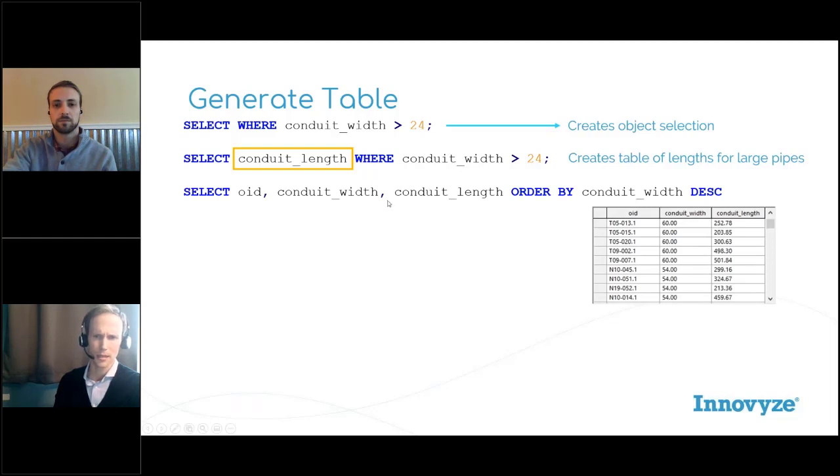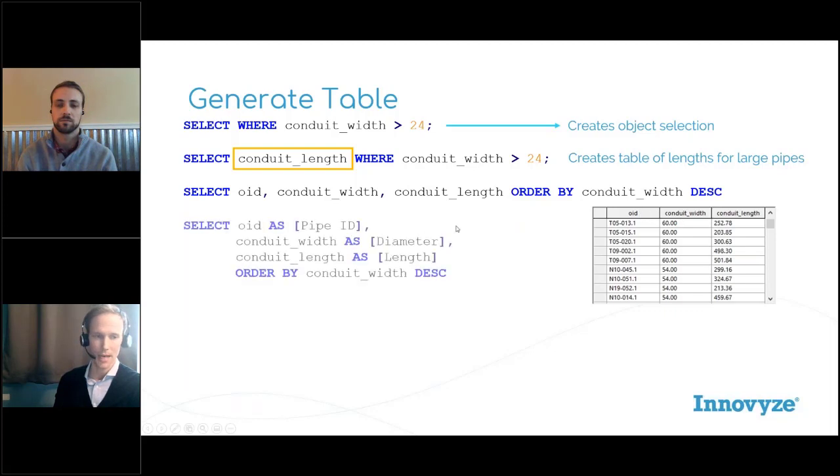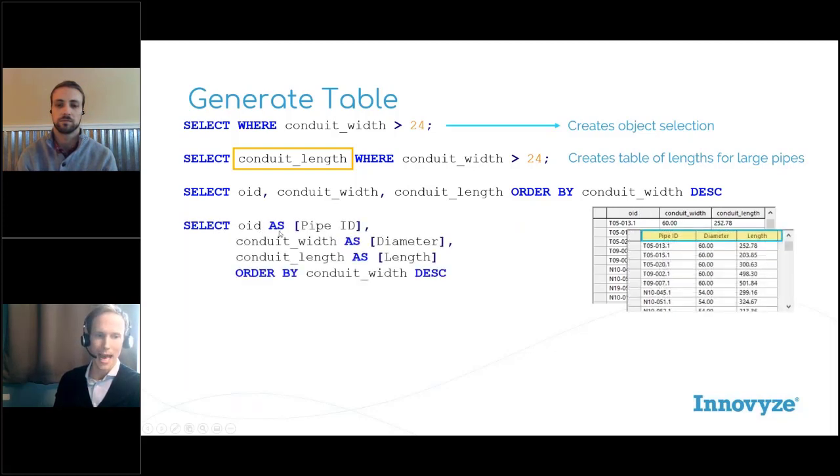And you could comma separate to get multiple columns of data. You can also say order by the conduit width, ascending or descending. So you can get tables like that. If you're doing this on a regular basis, maybe you want better column headers. So you can say select OID as pipe ID, and now you're going to get pipe ID as the header. And maybe you also want to use comma and return to the next line, so you can have multiple lines. That makes it easier to organize your script, and if you have to comment out, remove, or add columns, you can easily do that when it's all arranged like this.